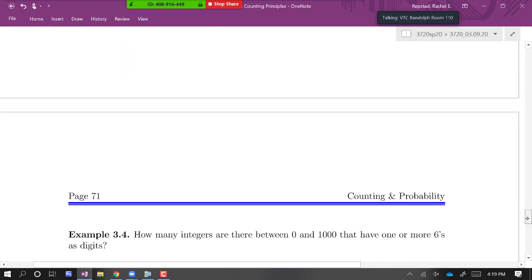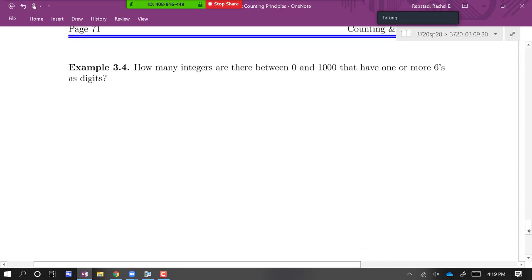We're going to do an example where we'll get to use that theorem. So we're going to figure out how many integers there are between 0 and 1,000 that have one or more sixes as digits. 0 and 1,000 inclusive. So we're going to include 1,000, although I don't know that that detail is especially important, since if we're counting how many of them have one or more sixes, obviously 1,000 is not one of those.